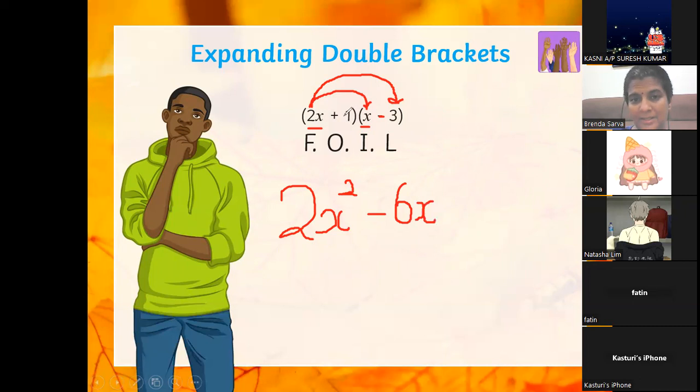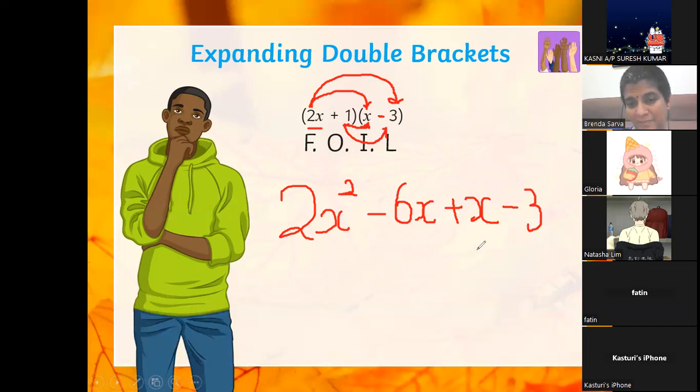Got it? Then you go to 1. You take 1 and you times with x, so you get plus 1x, or you can just say x. And then again, you take the 1 and you multiply with the 3. At this point, positive 1 times -3. You remember positive, negative numbers, very important.